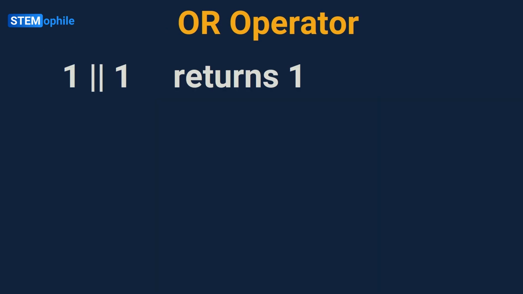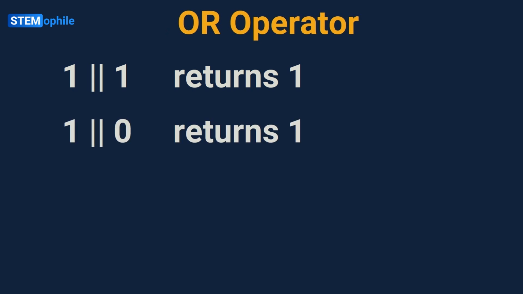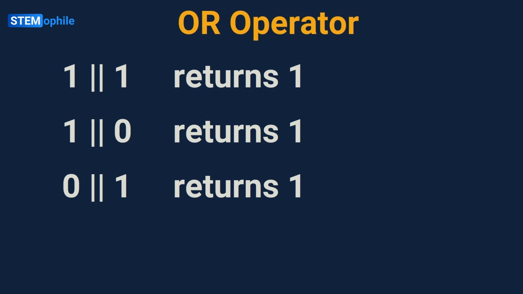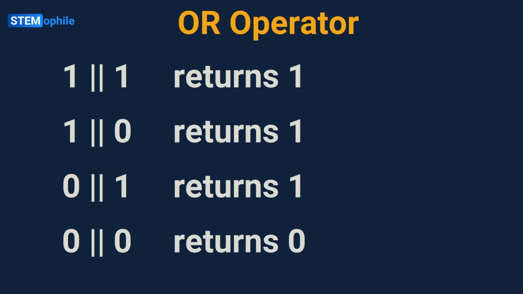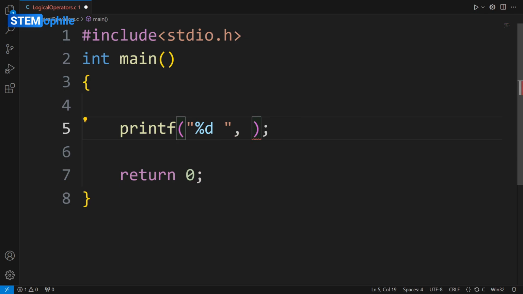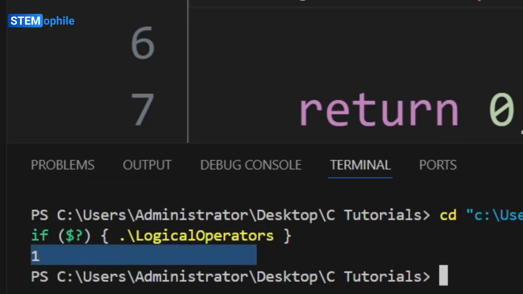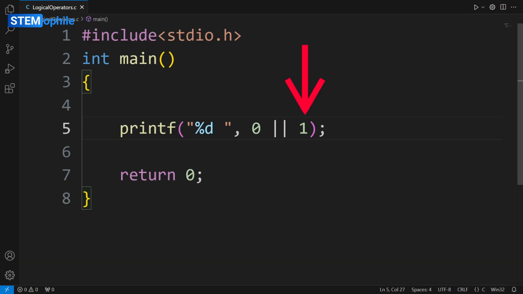For example, 1 or 1 returns 1. 1 or 0 returns 1. 0 or 1 returns 1. 0 or 0 returns 0. Let's print 0 or 1. It prints 1 because at least one of the values is true.